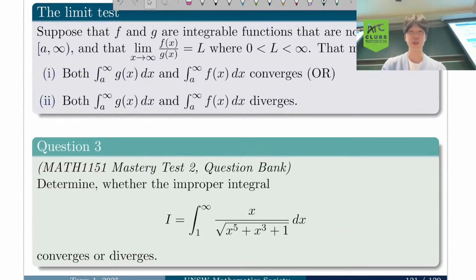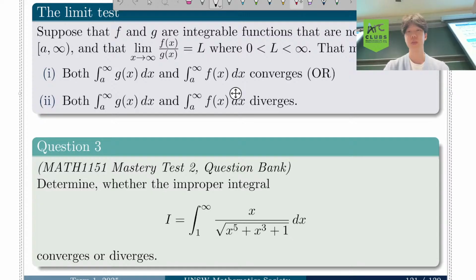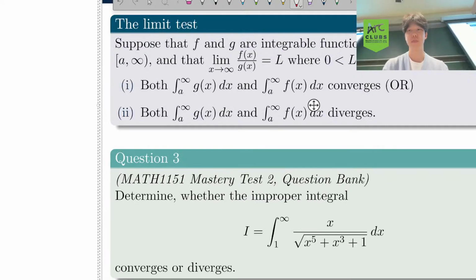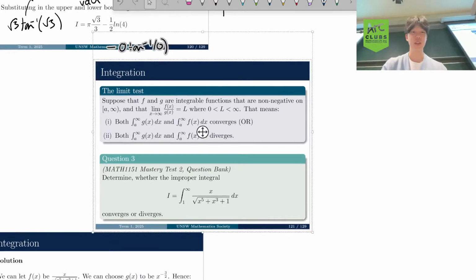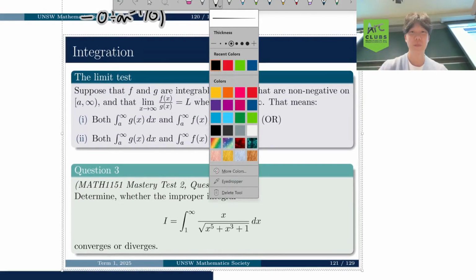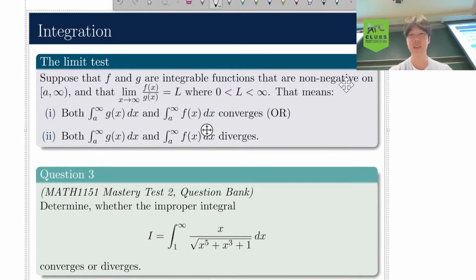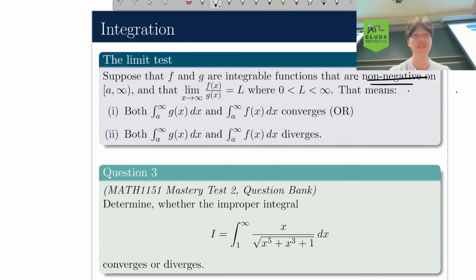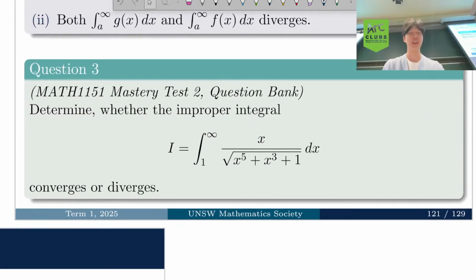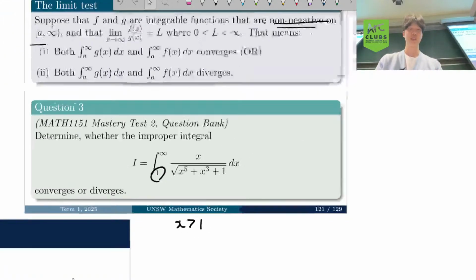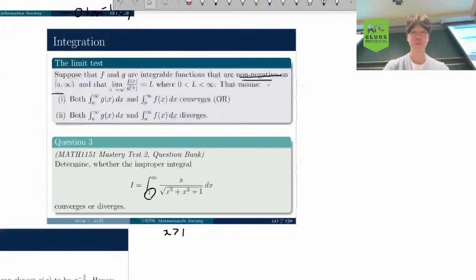Just to note, we said it has to be non-negative on a to infinity. So you have to check if this is non-negative first. For x greater than 1, because that's our lower bound, x is positive, x to the power 5 is positive, x cubed is positive, 1 is positive. Okay, we're all good. This integral is positive, so we can use this limit test.